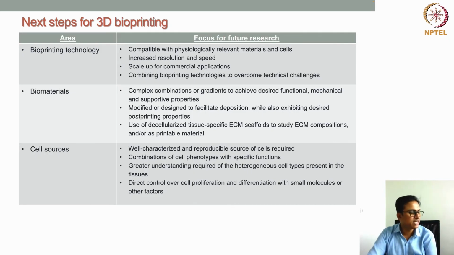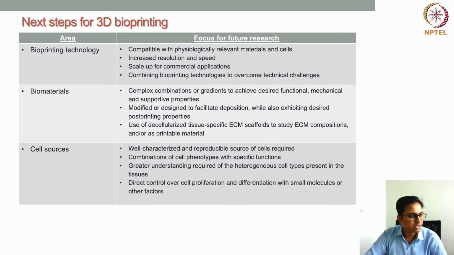Next is the cell source. When we discuss cells in bioprinting, the cell source is always the primary concern, because only if you get cells can you do the bioprinting process, right? There can be different types of cell sources, and we need to identify proper ones. Another important thing to remember for bioprinting is that the cell number requirement is very high. So how can we get that many cells? That is also another thing to be discussed.